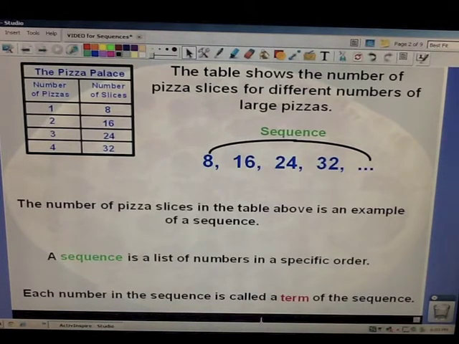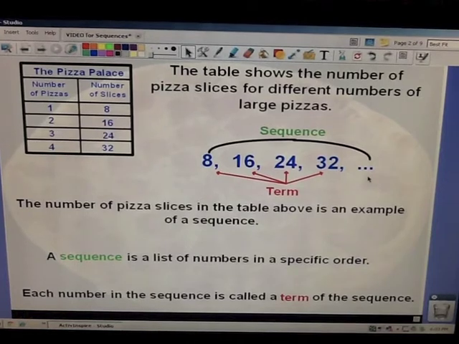And then each number in the sequence is called a term of the sequence. 8 is a term, 16 is a term, 24 is a term, 32 is a term of the sequence, and so on. You could actually continue the sequence. You could add a 5th large pizza, and its number of slices would go here.